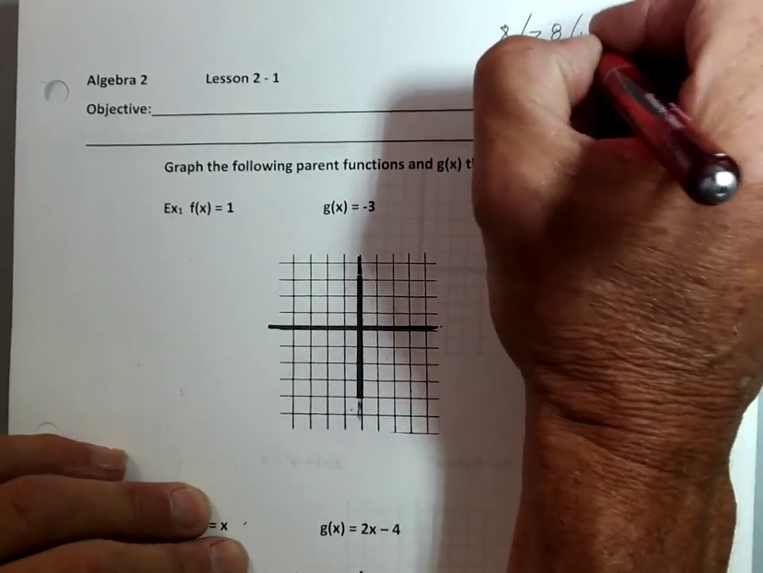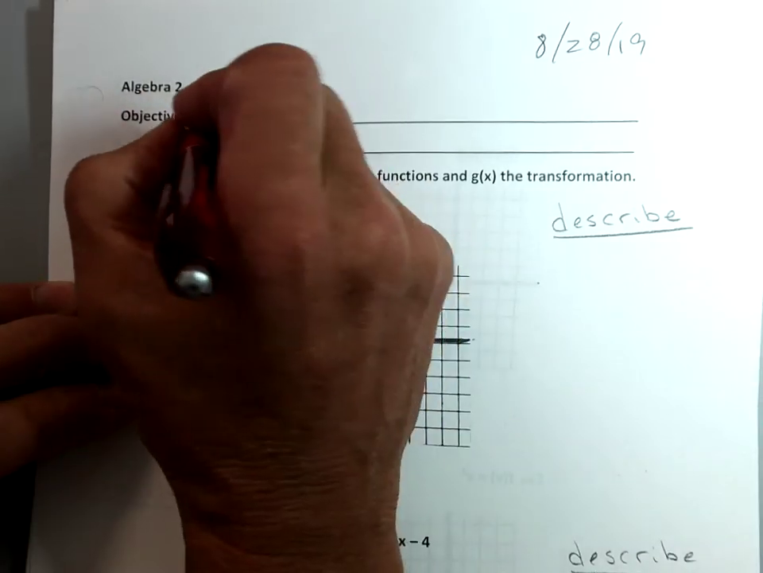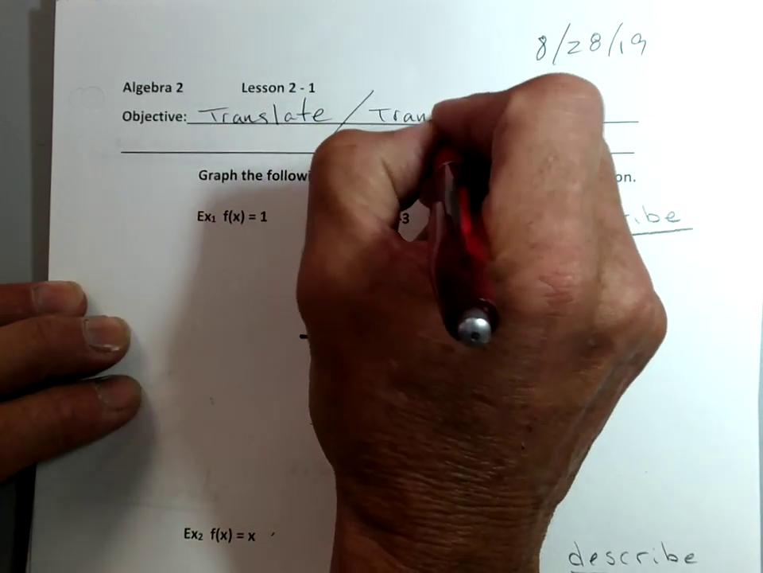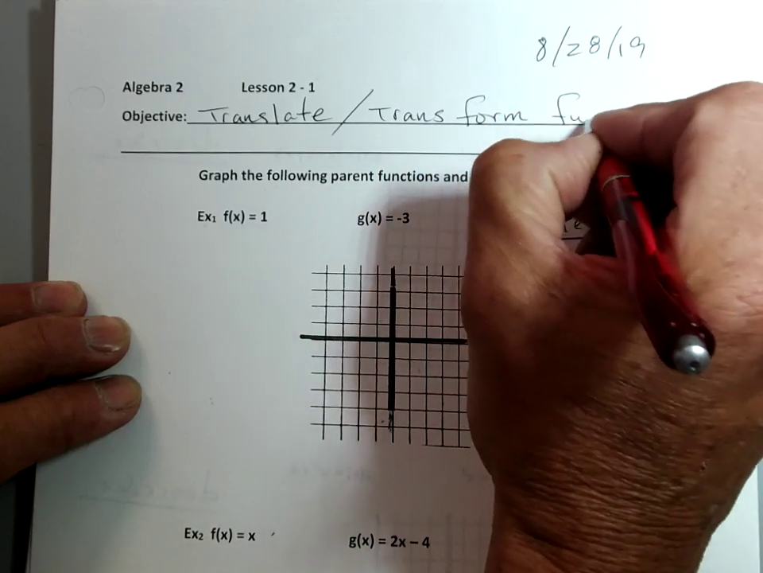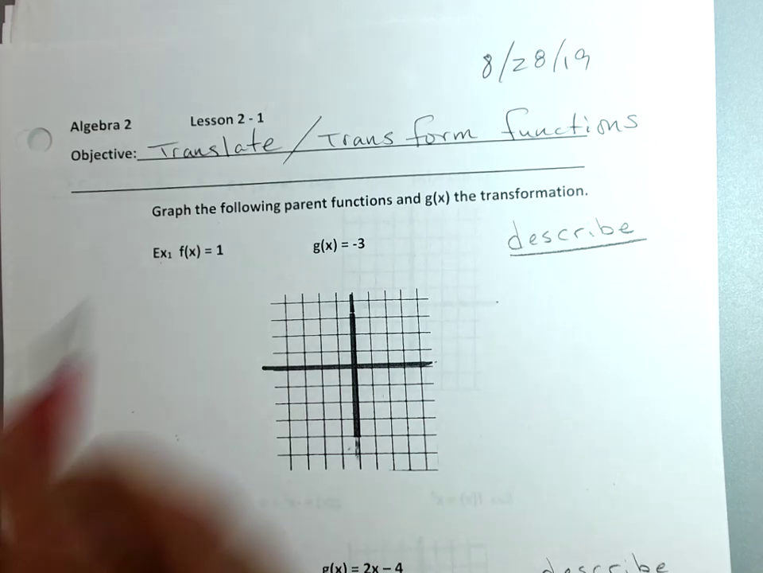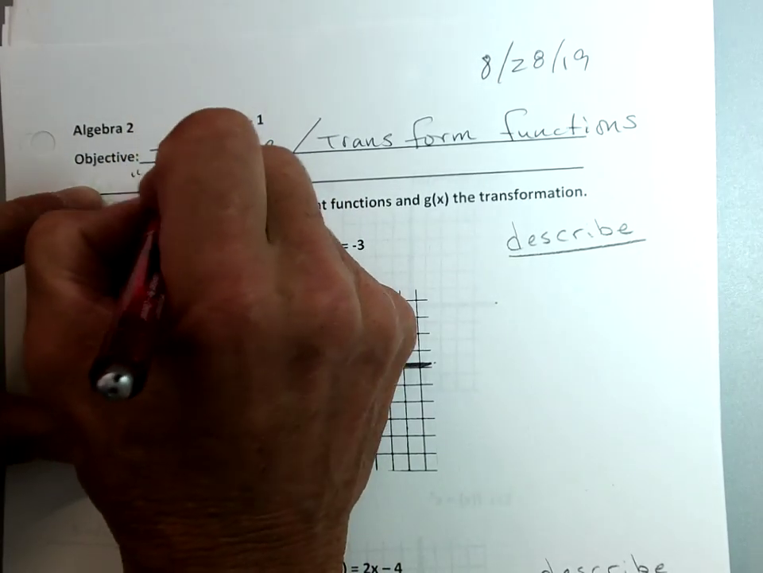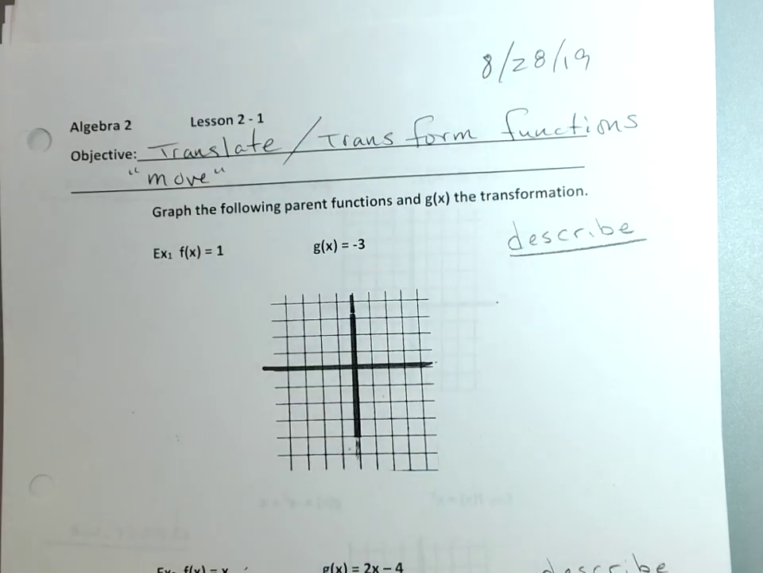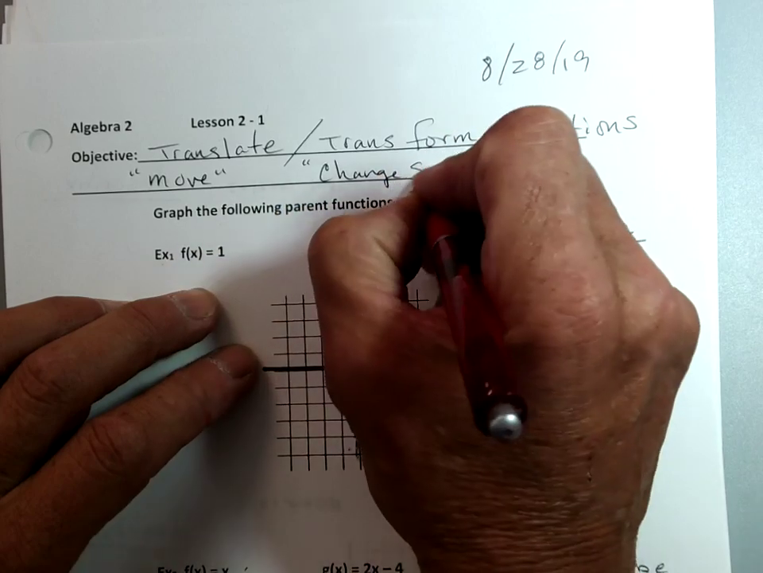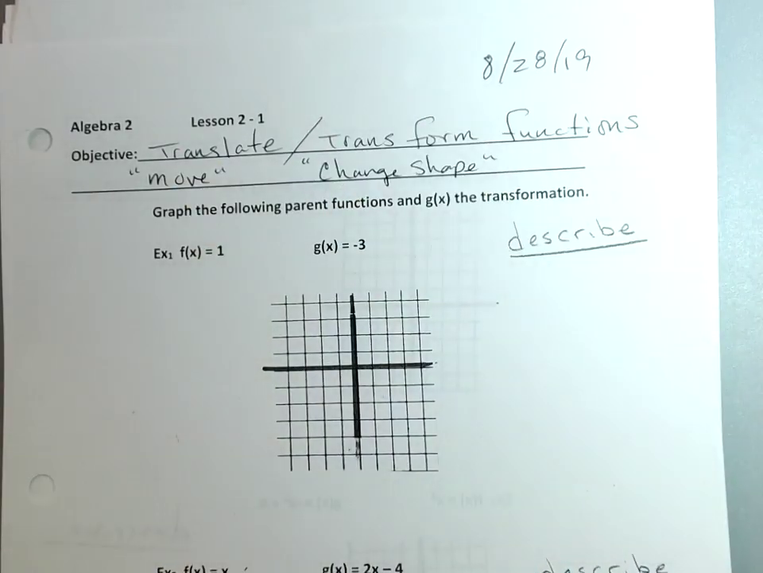Okay, so here's our objective. What we want to do is translate and transform functions. Fancy words, but you need to know the math words because they pop up on math exams sometimes. Translate simply means to move it. When you translate something, you don't change its shape, you just move it. But when you transform it, like Transformers, you're also going to change the shape.